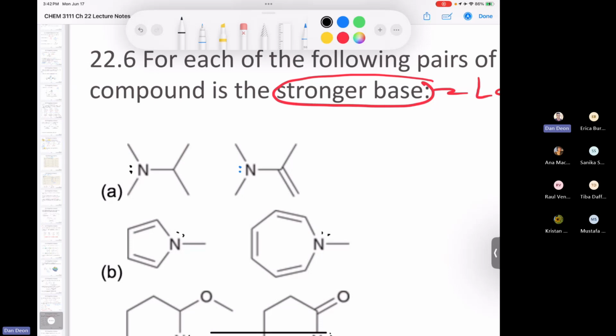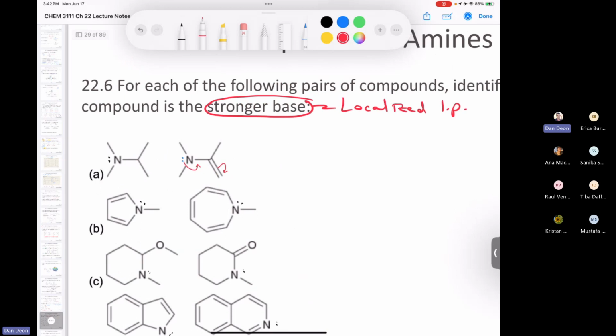Yeah, exactly. It's the one on the right, isn't it, Mustafa? Because for this pair, you could draw a resonance form like this. So those ones are delocalized. The ones on the left are localized, so this is going to be the stronger base. We'll put a circle around this one, stronger base.